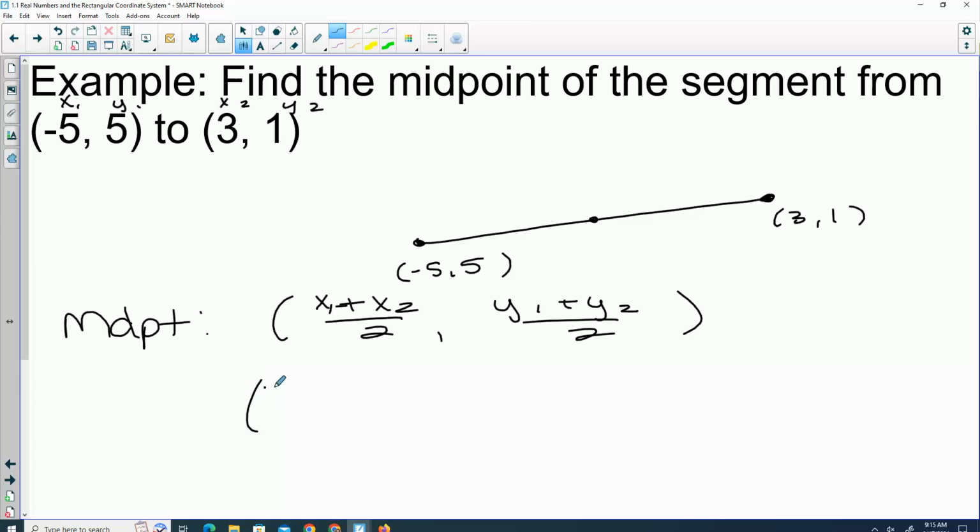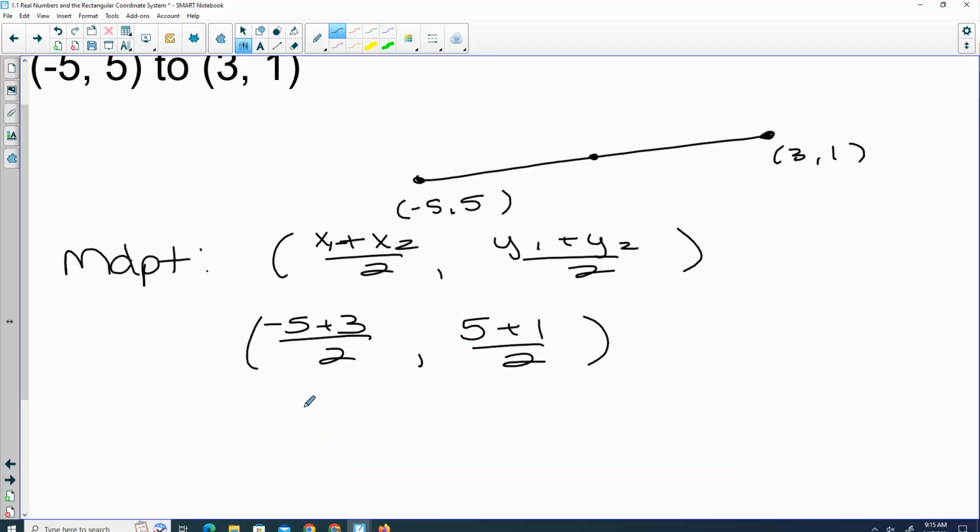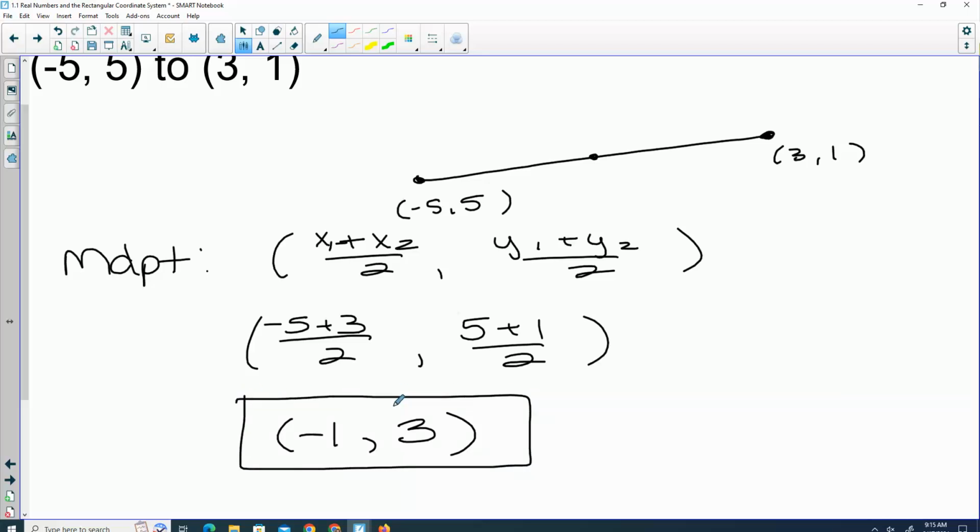So if I add up my x's, negative 5 plus 3 divided by 2, average my y's, 5 plus 1 divided by 2. So negative 5 plus 3 is negative 2. Divided by 2 is negative 1. 5 plus 1 is 6. Divided by 2 is 3. So negative 1, 3 is the middle. Any questions there?